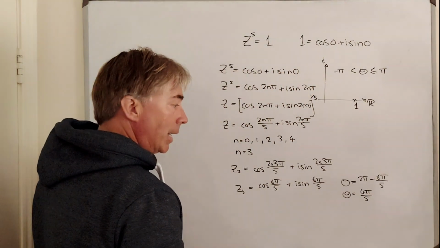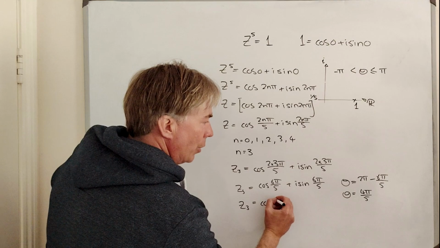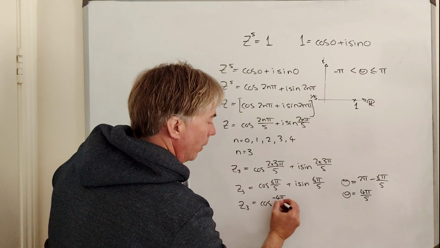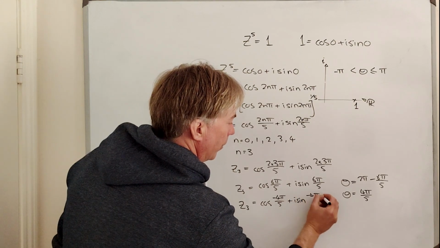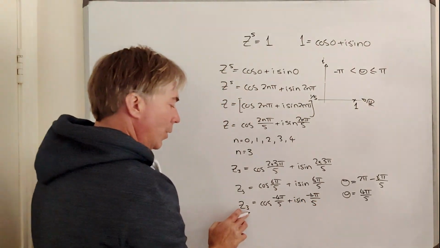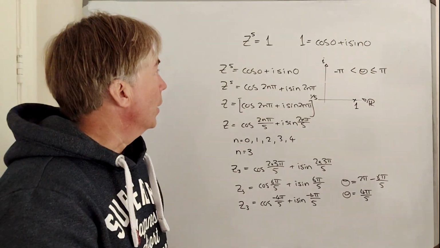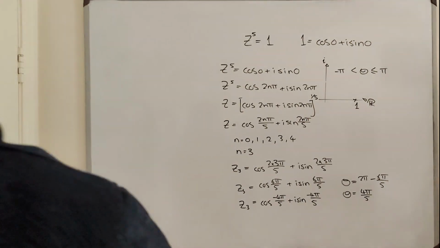And actually it's going to be a negative value. So z3 is cos, because we're rotating clockwise, negative 4π upon 5 plus i sin negative 4π upon 5. So this is our fifth root of unity for z to the 5 equals 1.